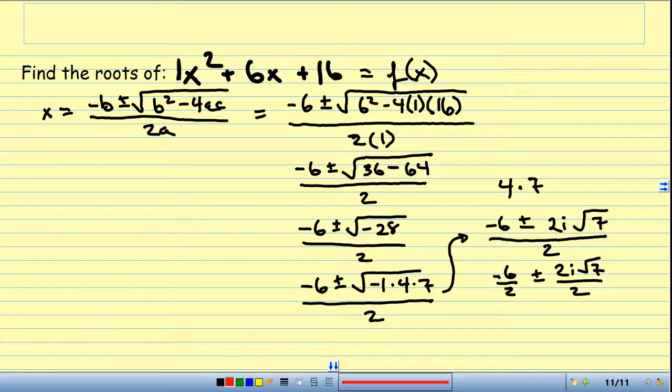Well, negative 6 over 2 becomes negative 3. And that's plus or minus 2i root 7 over 2. Well, the 2's cancel out. Boom, boom. So it's plus or minus i root 7.